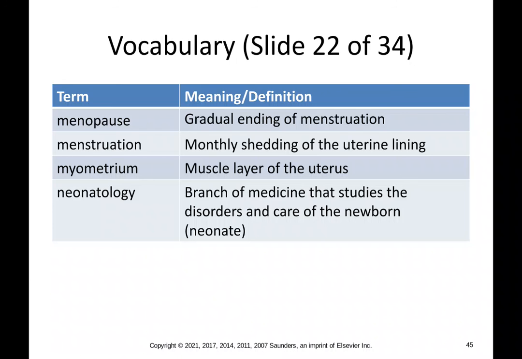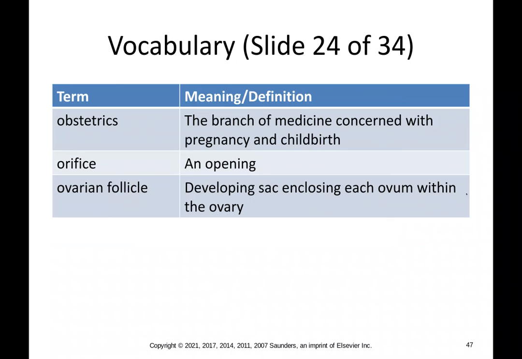Neonatology is the branch of medicine that studies the disorders and care of the newborn. Newborns are also referred to as neonates. Obstetrics is the branch of medicine concerned with pregnancy and childbirth. Orifice is an opening. Ovarian follicle is the developing sac that includes each ovum within the ovary.